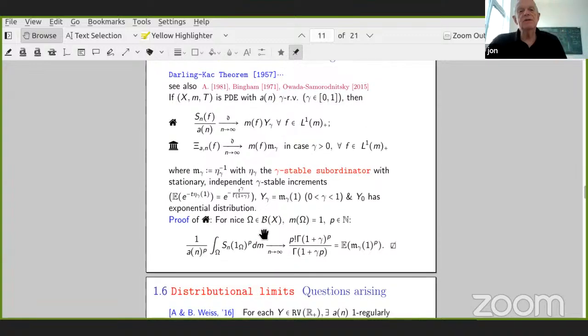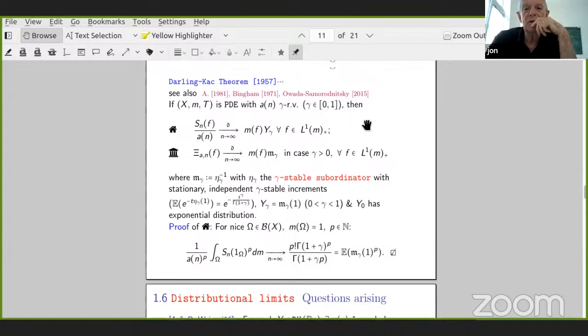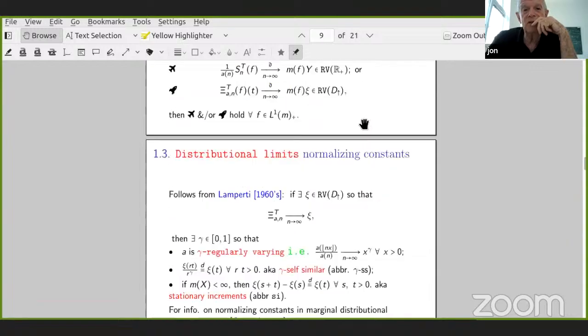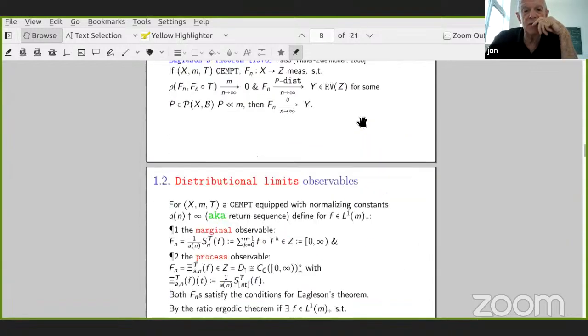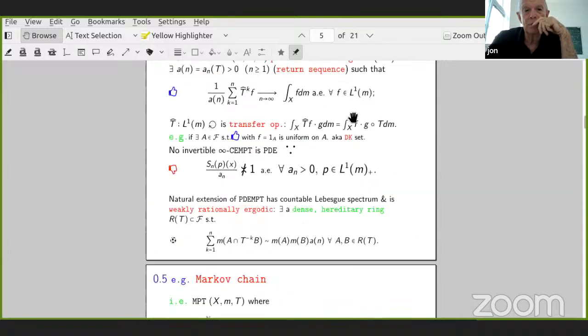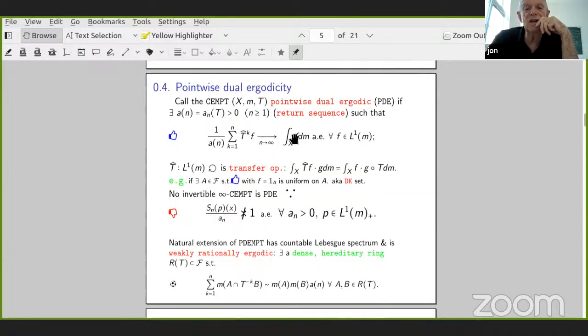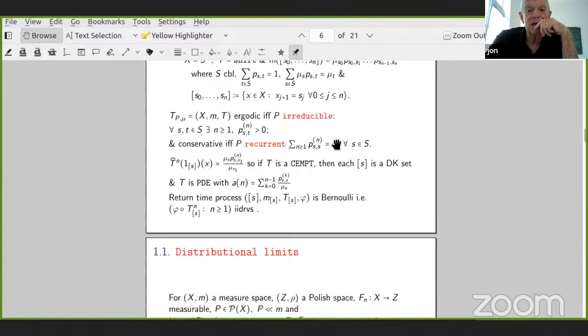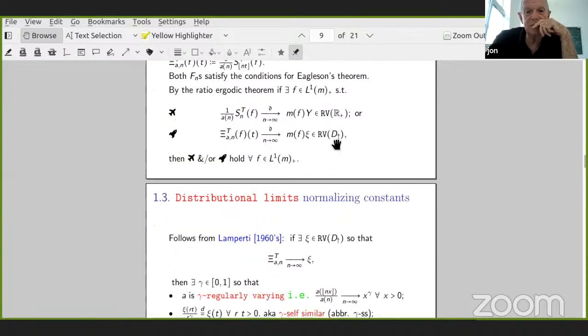Yeah, so the proof: you take a nice omega with measure of omega equals 1, so that could be a Darling-Kac set, or what's called a uniform set for the pointwise dual ergodicity. Uniform set could mean that this convergence is uniform on omega for some f. That would be a uniform set. That's another kind of nice set.